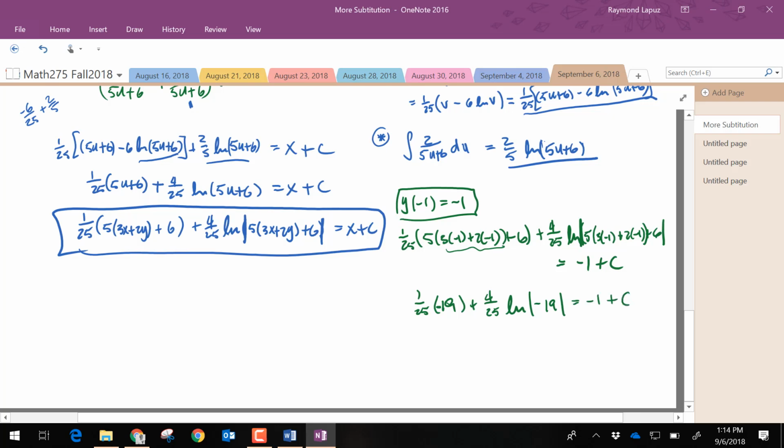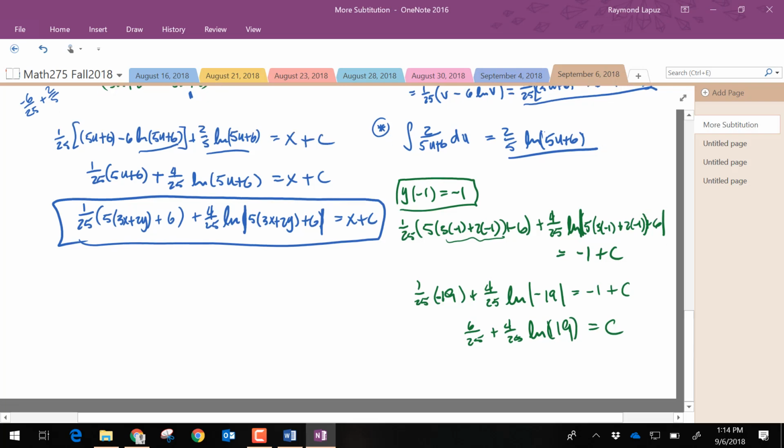So c is equal to, there's more stuff here. So -19 plus 25 is 6. Positive 6 over 25 plus 4 over 25 ln of, I'll just say 19 positive. So that's what the constant is. That's what c is equal to.